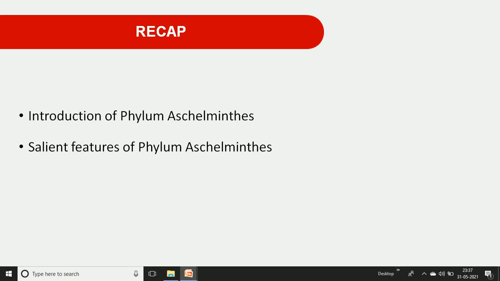This Aschelminthes phylum consists of the cavity worms. The whole body is worm-like. They also have a complete digestive system. These many characters we have learned. They also show two modes of life: some Aschelminthes groups show a free-living habitat, and some show a parasitic mode of life. All these things we discussed in the previous lecture.